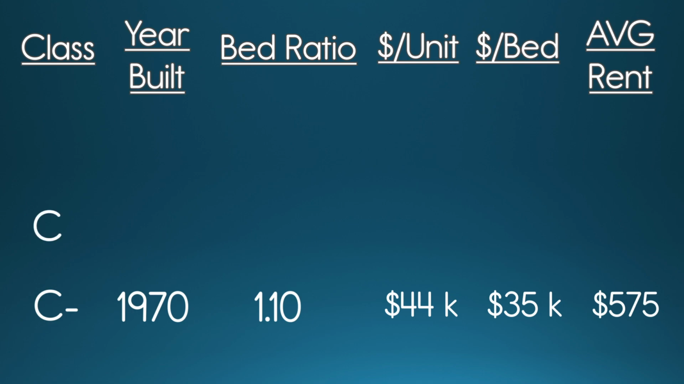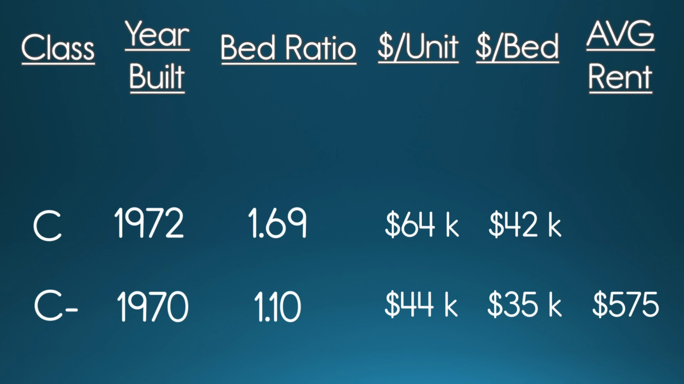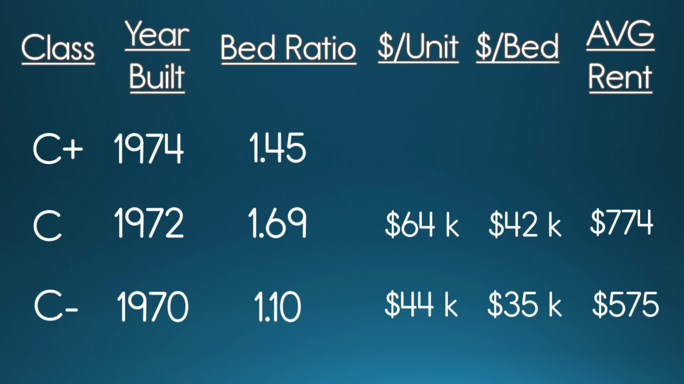Let's take a look at the C class. On the C class, those are just a little bit newer, a little higher bedroom ratio, trading for $20,000 a unit more in my market, which is a nice little differential, but it's mostly because there's a $200 a month jump. And then you have the C pluses, which are still around the same range, around the same bed ratio, but now we're jumping up into the $80,000 a unit range.